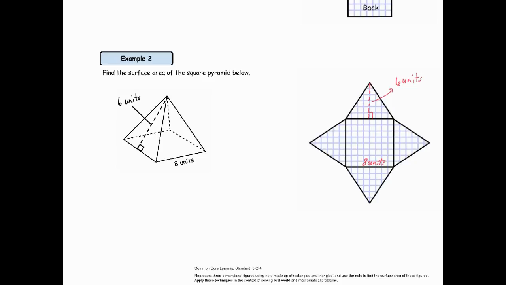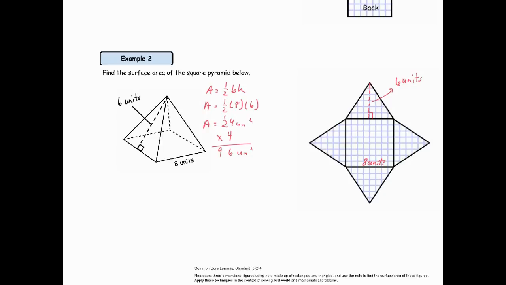First things first, the area of one triangle is 1/2 base times height. The base of one triangle is 8, and the height is 6 units. So the area is 1/2 times 8, which is 4, and 4 times 6 is 24 units squared. Now, this is only one of the triangles. You can see from our net and from our three-dimensional shape that we have 4 of these. So let's multiply the area of one triangle times 4, and we end up getting 96 units squared.